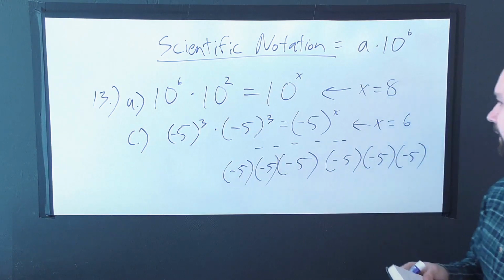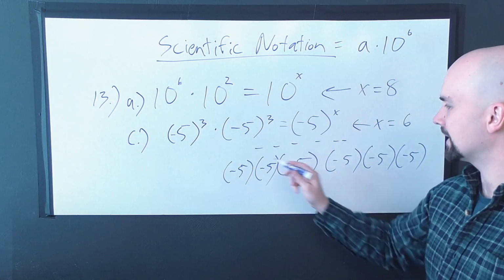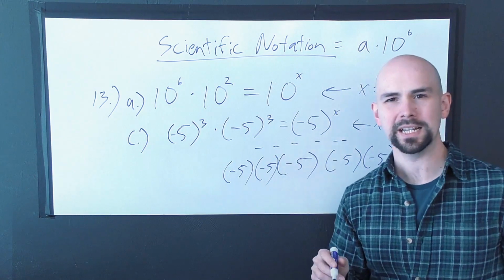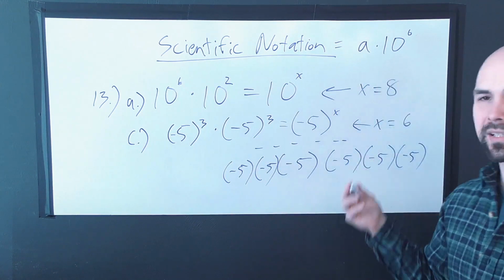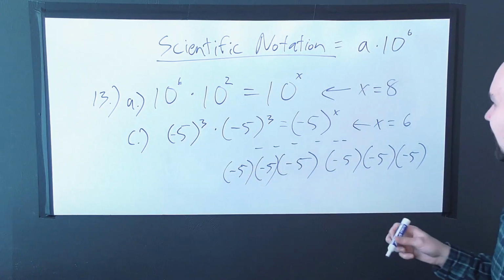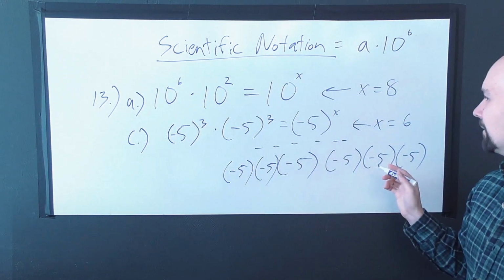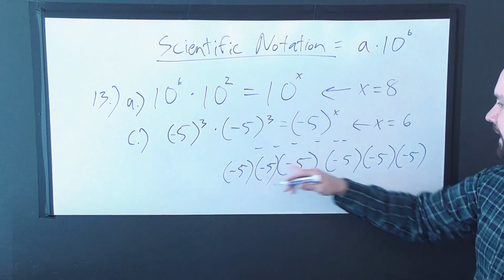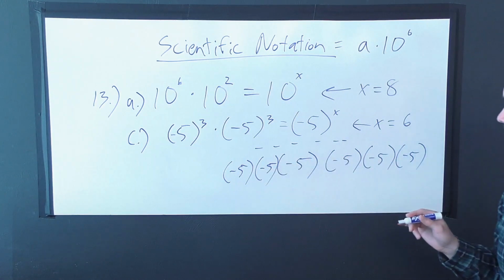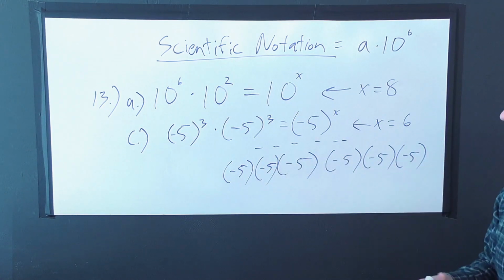So if I'm multiplying this by itself 6 times, how many negative signs are there? There are 6. 1, 2, 3, 4, 5, 6. I didn't even need to write this out to figure that out, because if it's raised to the power of 6, it times itself 6 times.